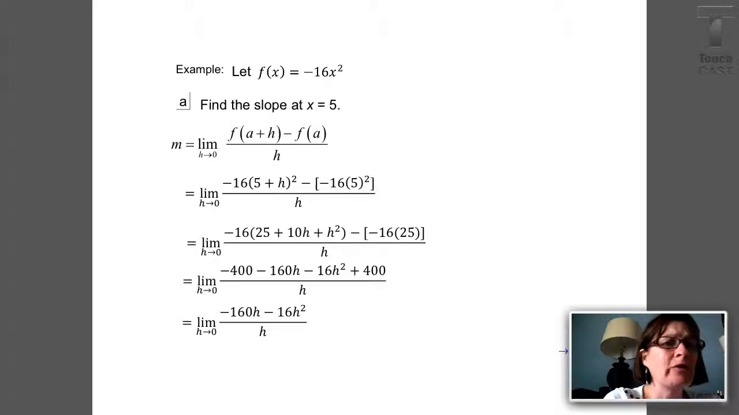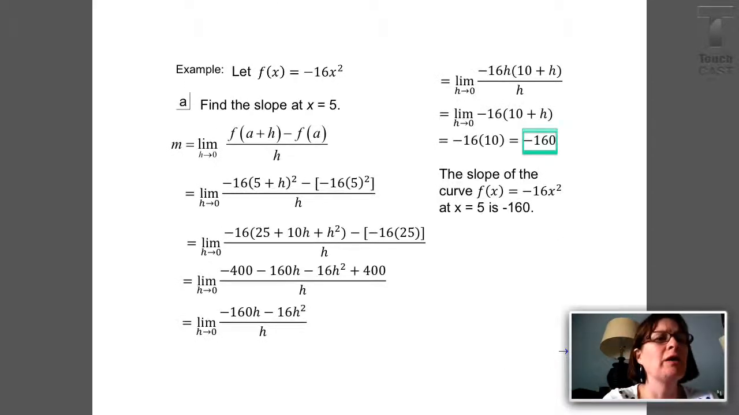You can simplify that numerator. Notice the 400s cancel. That's normal. Watch for that to happen. And I can factor the numerator. Remember I have this problem of an h in the denominator giving me a 0 in the denominator. But I can factor an h out of the top. It cancels with the h in the denominator. And I can finally plug in 0 for h to get the slope is equal to negative 160.